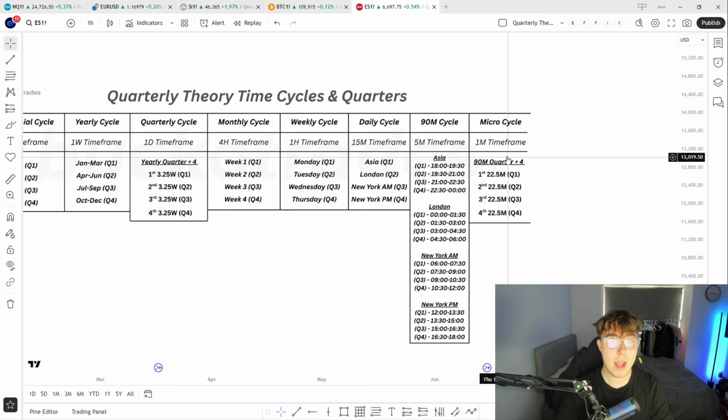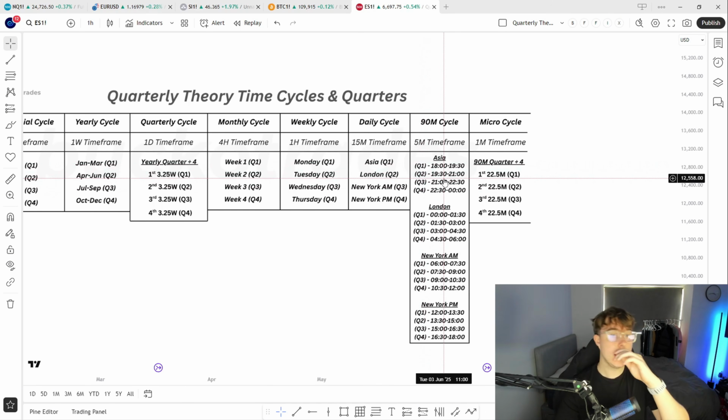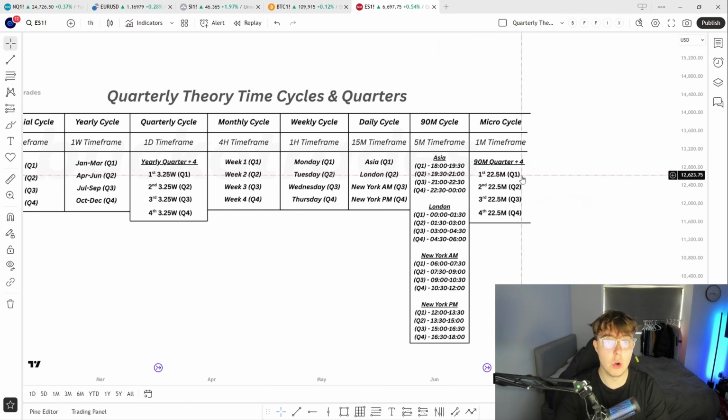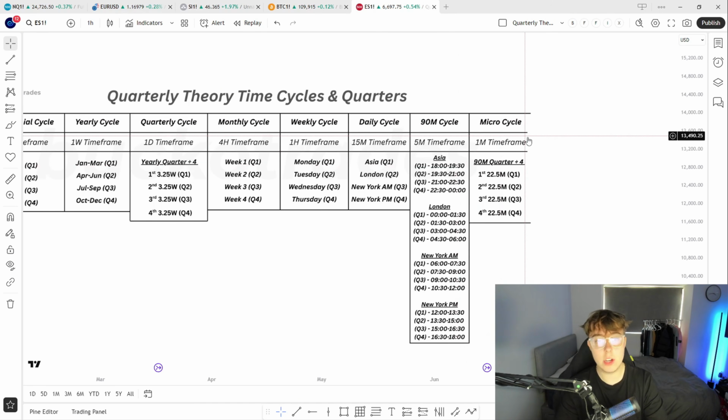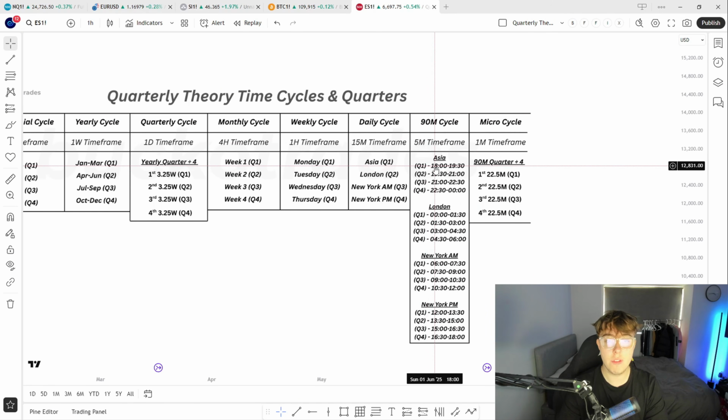So now for the microcycle, again, it's just dividing each 90-minute cycle quarter into 4. So, when I say this, I don't mean the whole Q1, Q2, Q3, Q4 into 4. No, I mean each specific quarter into 4. So pick any 90-minute quarter. So for example, Q1 here is 6 p.m. till 7:30 p.m. That specific time window, 6 till 7:30 p.m., is 90 minutes. Then divide that into 4. And then you'll get the microcycle quarters of the Q1 of the 90-minute cycle.